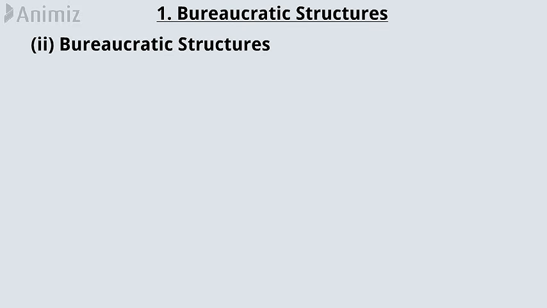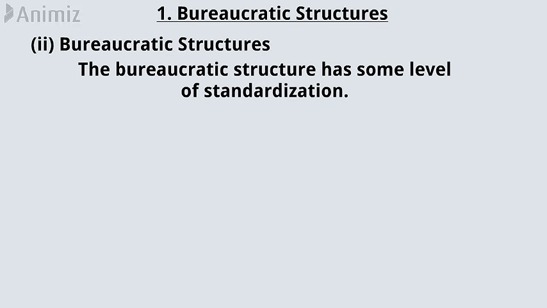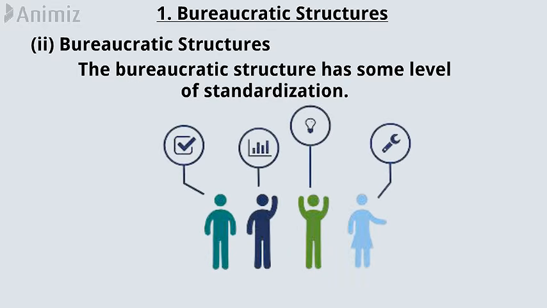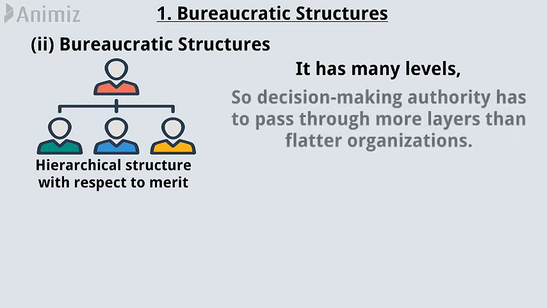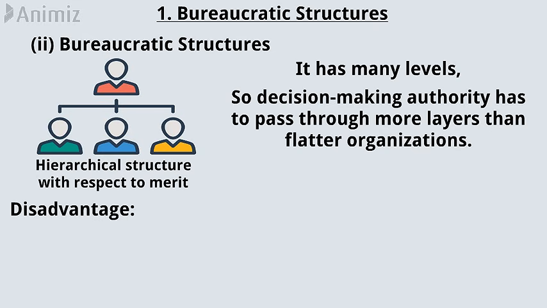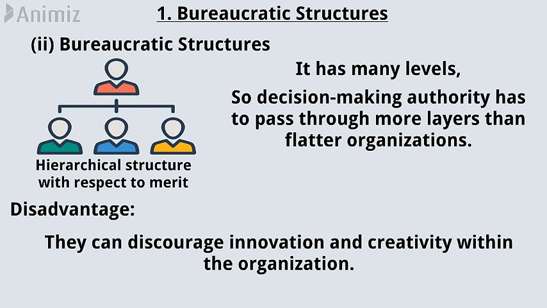Bureaucratic structures. The bureaucratic structure has some level of standardization. This structure defines clear roles and responsibilities for every individual employee. It is a hierarchical structure, with respect to merit. It has many levels, so decision-making authority has to pass through more layers than in flatter organizations. A disadvantage of bureaucratic structures is that they can discourage innovation and creativity within the organization. This type of structure is usually used in larger organizations.